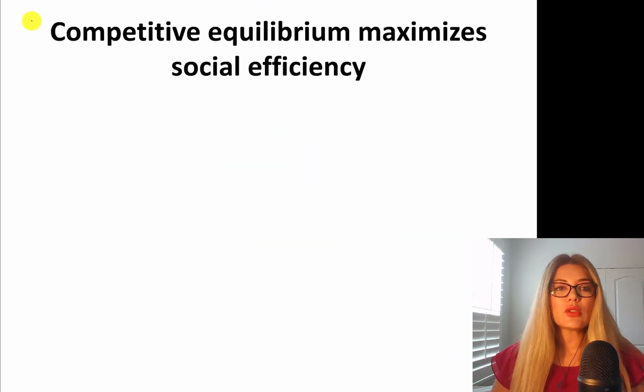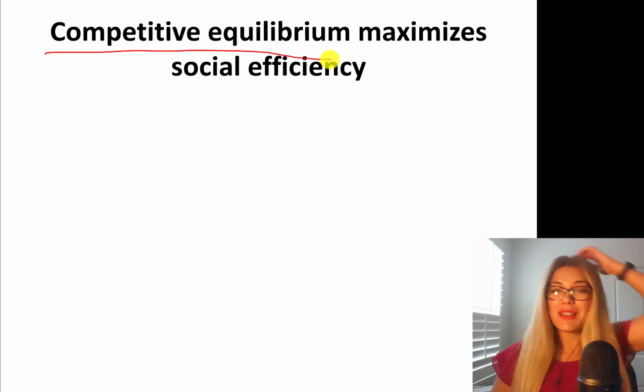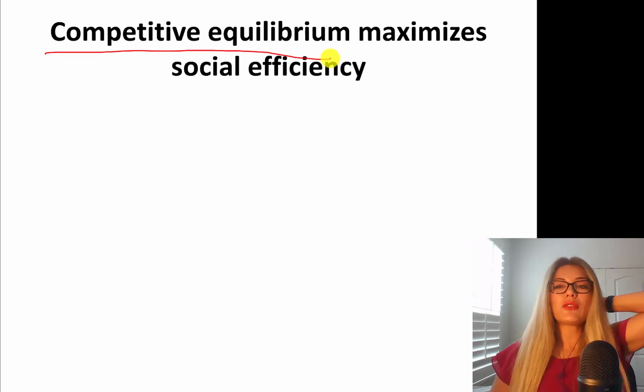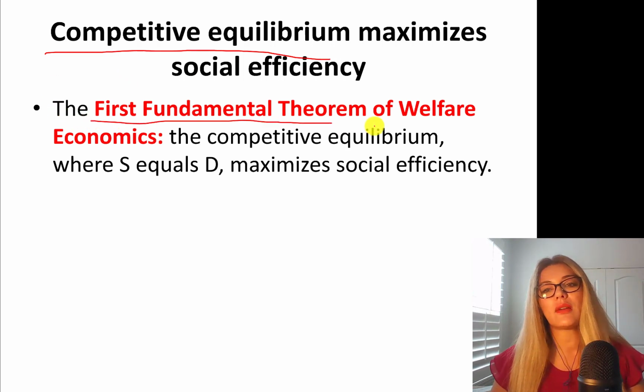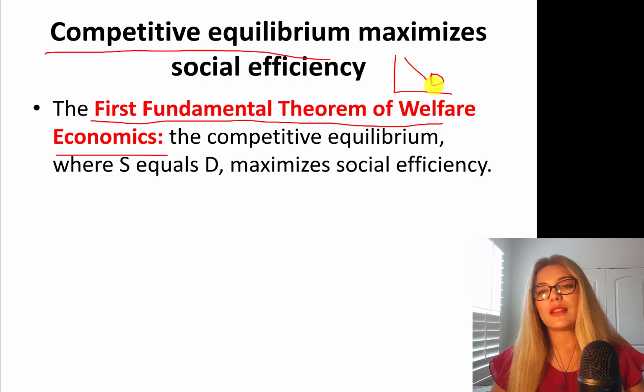Okay, let's talk about competitive equilibrium. We talked about this already, but competitive equilibrium maximizes social efficiency, and this is the first fundamental theorem of welfare economics. In competitive equilibrium, where the demand curve and supply curve intersect, this equilibrium point will maximize. If the economy is here, your social efficiency is maximized. This is consumer surplus, producer surplus.